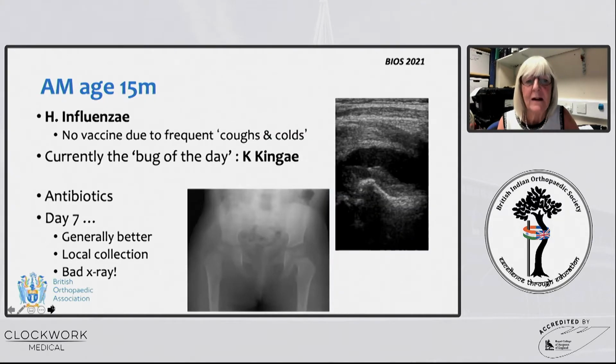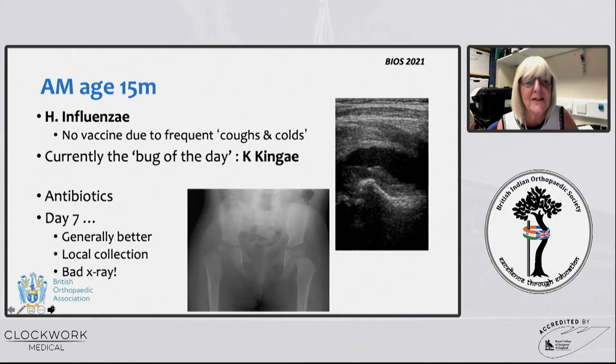We grew from her, because this is a few years ago, Haemophilus influenzae, which we are not supposed to grow now because of children having a vaccine against this. But if you ask and take a good history, she didn't have the vaccine due to frequent coughs and colds. So always make sure you've taken a full history. Currently, the bug of the day is Kingella kingae. So a 2-year-old now would have Kingella kingae until proven otherwise.